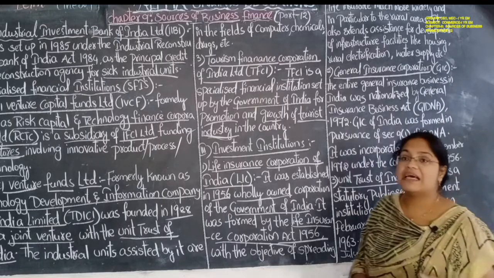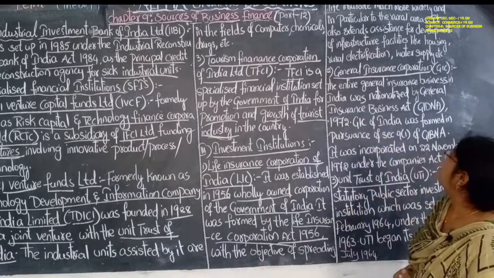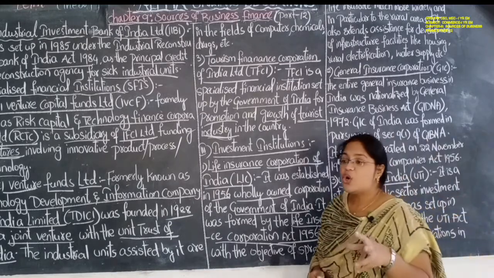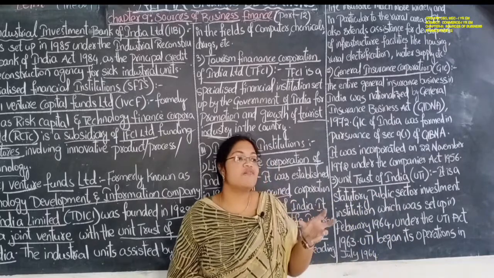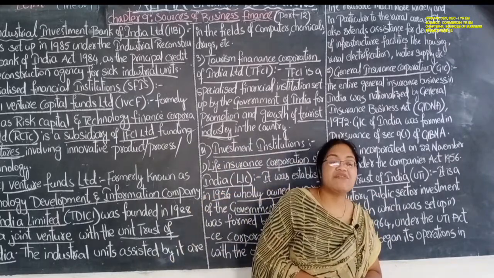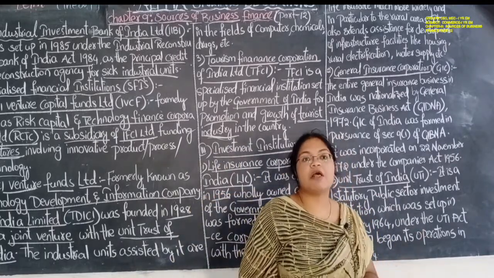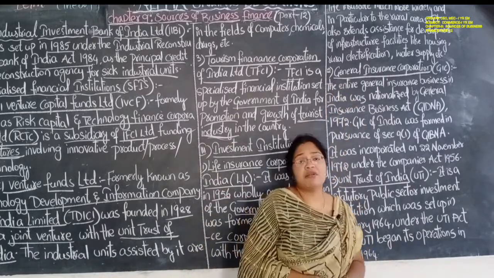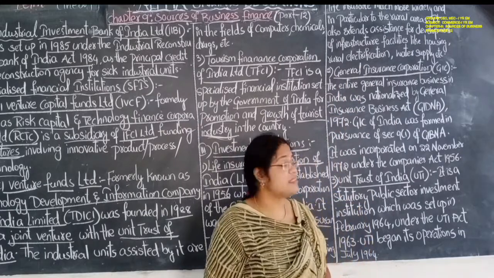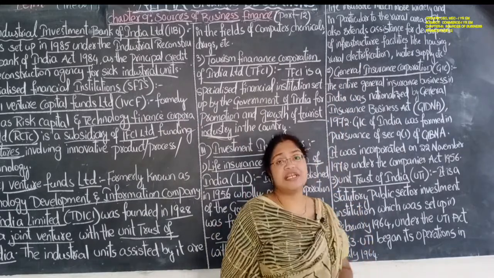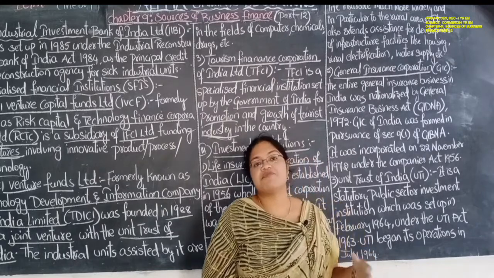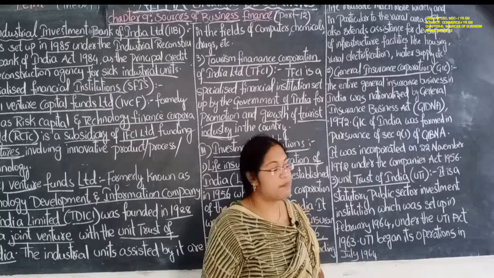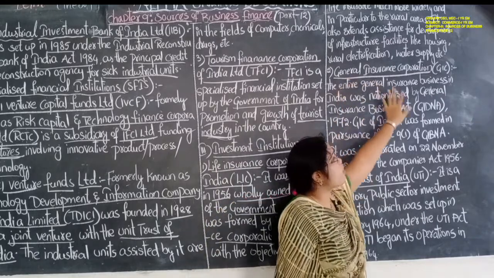So LIC is also providing funds for infrastructure development. Infrastructure development means water supply development, roads, rural electrification, which means rural electricity, and also housing facilities for rural people. So these types of schemes in LIC provide many types of benefits to the people. Next, General Insurance Corporation.